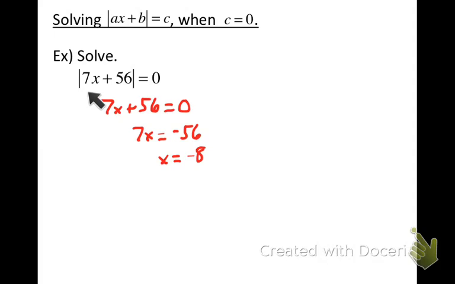And then just double check that real quick. 7 times negative 8 is negative 56. Negative 56 plus 56 is 0. Boom, the absolute value of 0 is 0. We've got our solution. So when that constant c is equal to 0, it yields one solution every time.